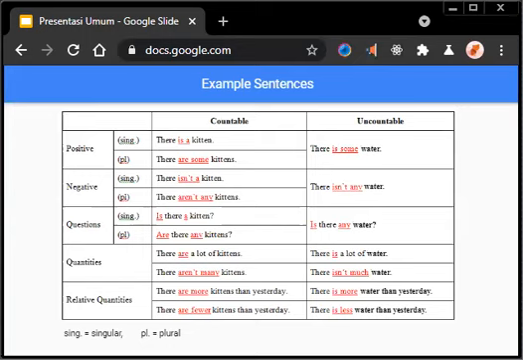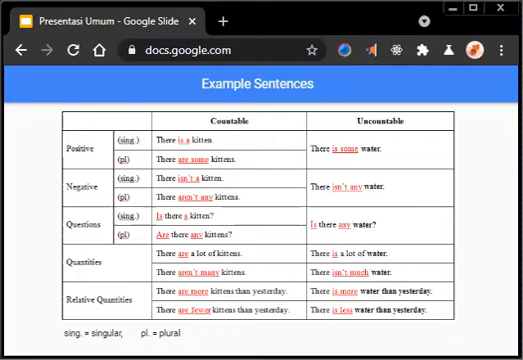There isn't a kitten. There aren't any kittens. There isn't any water. Is there a kitten? Are there any kittens? Is there any water? In the quantities, there are two differences in this table.